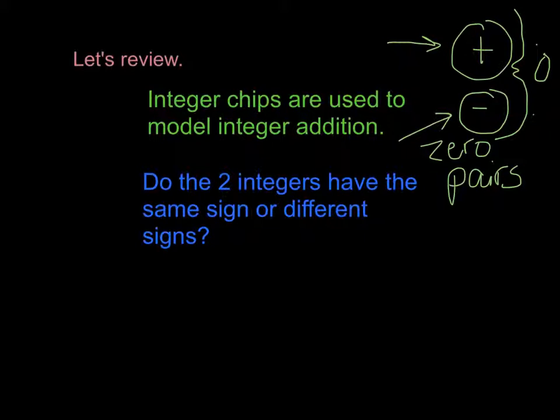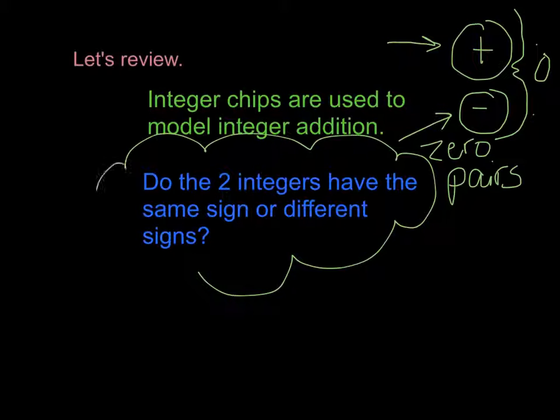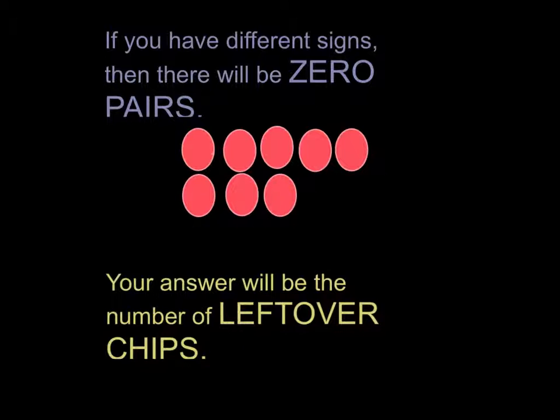When you're adding integers, you need to identify if the two integers have the same sign or different signs. This is a key part of using integer chips. If your integers have different signs, then there will be zero pairs. These zero pairs cancel each other out.